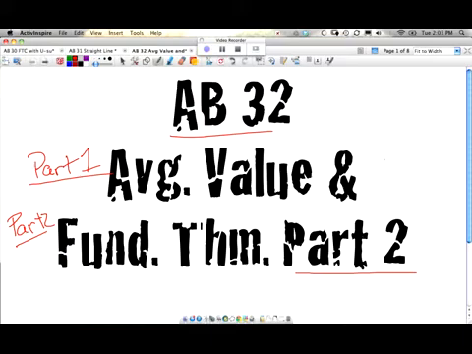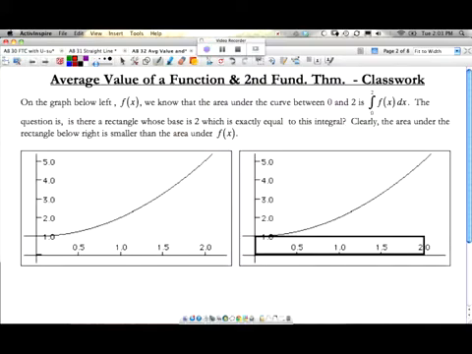And mostly that's just for organizational sake, so you can have two separate videos for each concept. That doesn't mean they're necessarily long. In fact, these are pretty straightforward ideas. So let's take a look at the first one: the average value of a function. So we have this function.